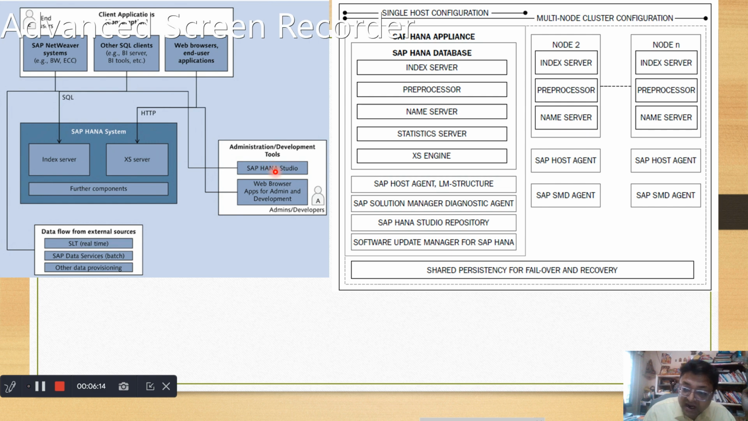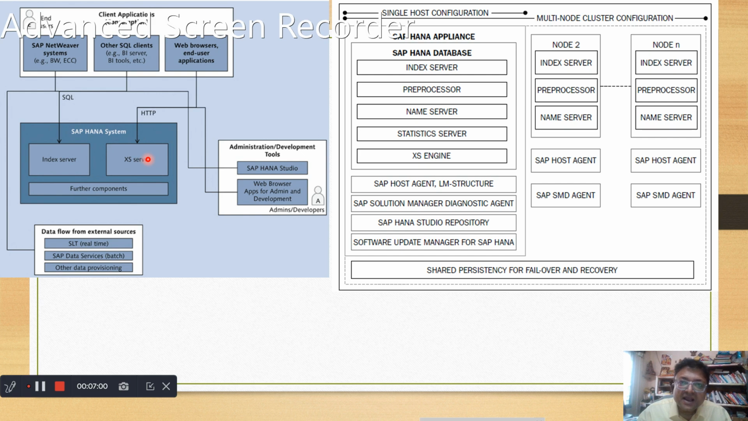As I was telling you, HANA Studio, HANA Client, Sybase, so administration and development. See, there is a line going from here and from SAP HANA Studio. This connection point is going all the way down to the data flow: SLT, SAP data services, Bricks, other data processing. There is a web browser, apps for admin and development. So from internet access, apps for admin and development. So the development part access. What type of development? It's the design specific to the HANA platform. So that development happens inside this.